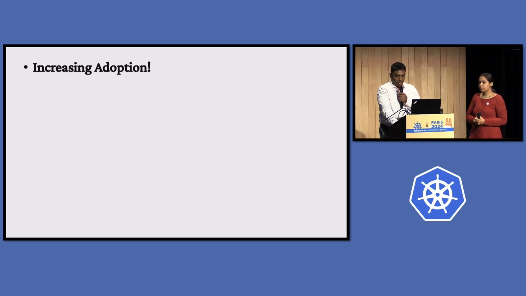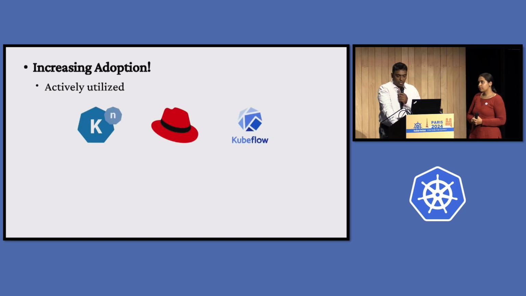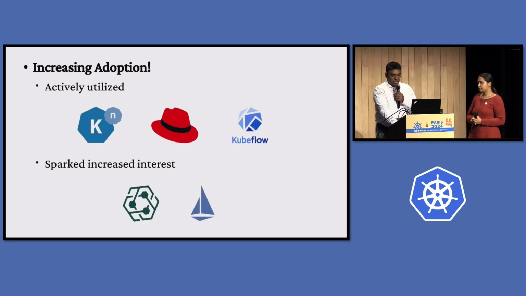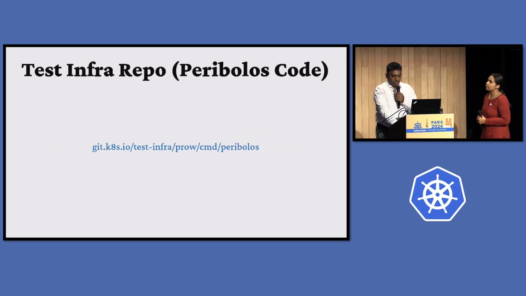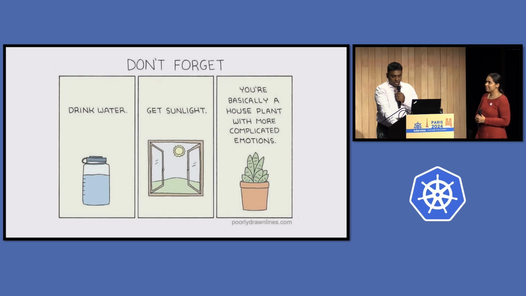And finally, increasing adoption. Peribolos is being actively utilized in projects like Knative, Red Hat, and Kubeflow, as well as sparking interest in other communities as well, suggesting its relevance for enhancing GitHub organization management across varied ecosystems. The docs are available here, as is the source. This used to be our final slide, but we never got around to showing it across like 3 presentations so far, so we bumped it up a bit.